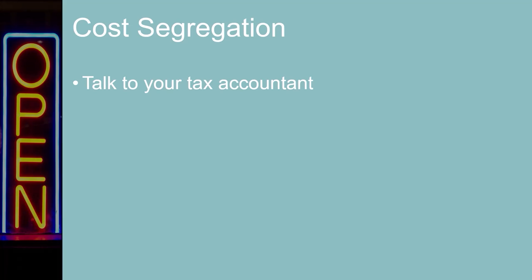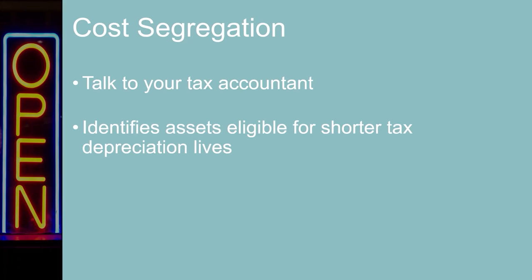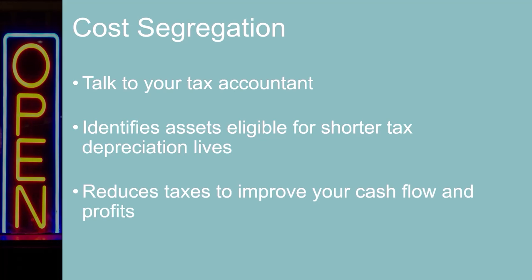You'll want to talk to your tax accountant to see whether a cost segregation study makes sense for the new location. This is especially true if you're buying or constructing a new location. A cost segregation study identifies assets in your purchase price or construction costs that qualify for shorter time periods than the standard building depreciation terms. For example, items can be reduced from a 39-year term to 5, 7, or 15 years. Some items may be eligible for immediate deduction. This reduces your taxes to improve your cash flow and profits.